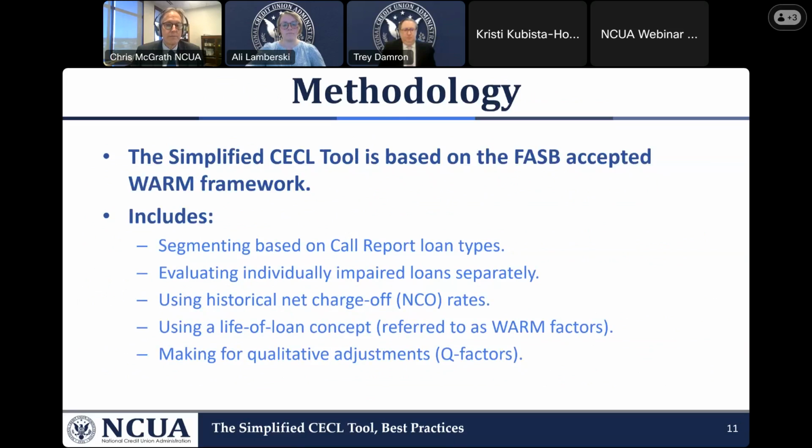That is, losses are recognized over the life of the loan. And qualitative and environmental adjustments keep current conditions and add reasonable and supportable forecasts. So the long and short, the WARM method is the old incurred loss method with the add-on for estimating losses over the contractual life of the loans. We built the Simplified CECL tool to include all the elements of the WARM methodology. Next slide, please.